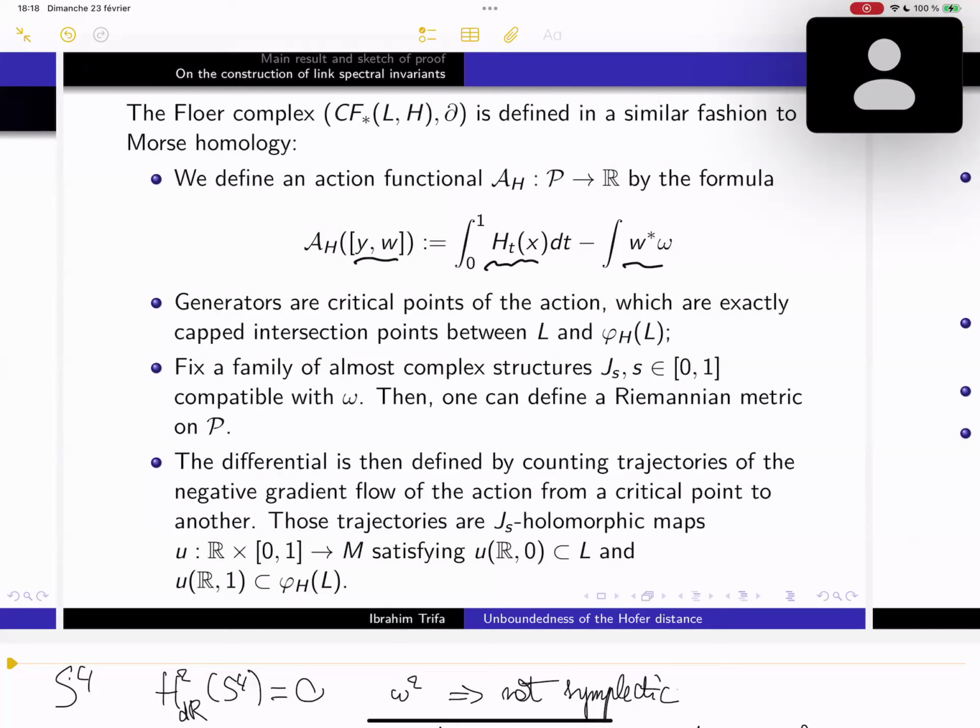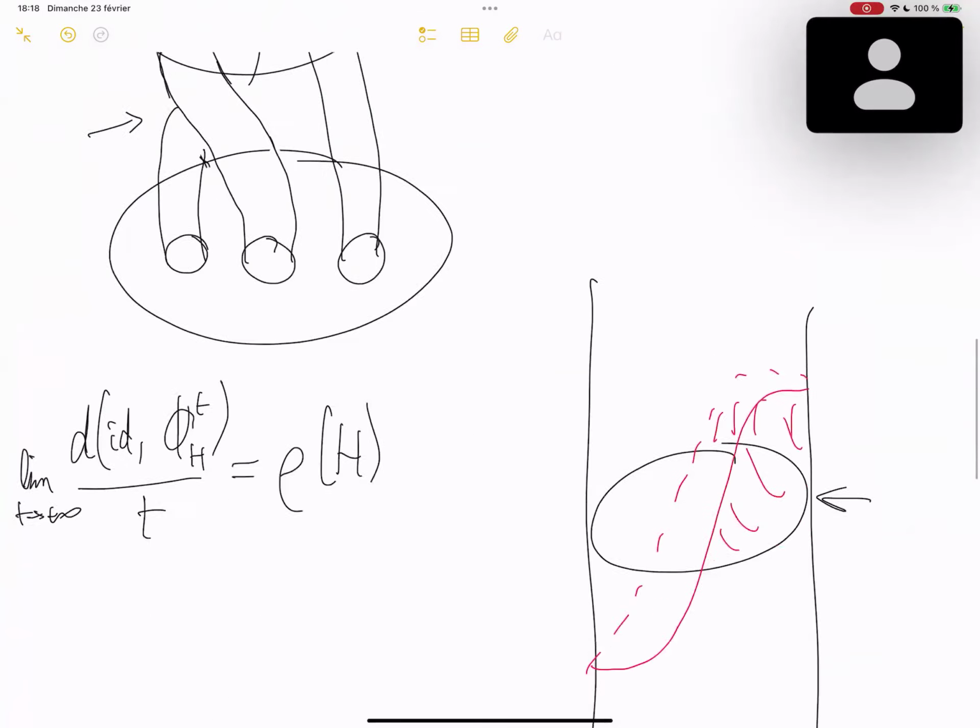So now to define the differential, we will need to look at the negative gradient of the action. And to do this, we need a Riemannian metric. So we will choose a family of almost complex structures J_S on M that are compatible with omega. So maybe I should explain what this means.